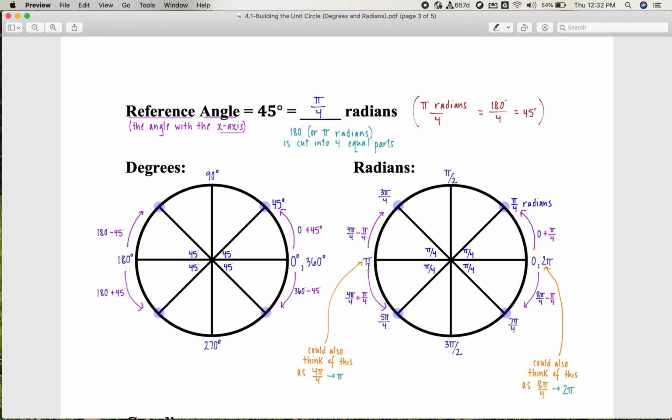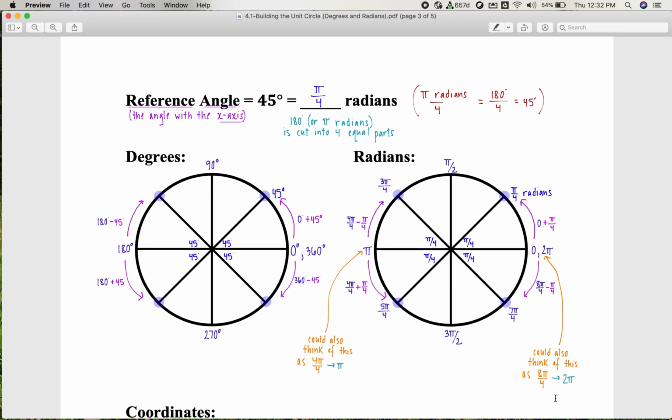Or I can start at 4 pi over 4 and move forward, which gives me 5 pi over 4 for this location in quadrant 3. And then I can even do that when I get over here to the 2 pi. If I want my problem to be in fourths, why not think of 2 pi as 8 pi over 4? That is 2 pi after all. And now I can move backward. 8 pi over 4 minus 1 pi over 4 would leave me with 7 pi over 4 over here in quadrant 4. So again, I've got this reference angle of pi over 4, and I can always think of it as moving forward or backward from the x-axis to land on that location halfway through each quadrant.